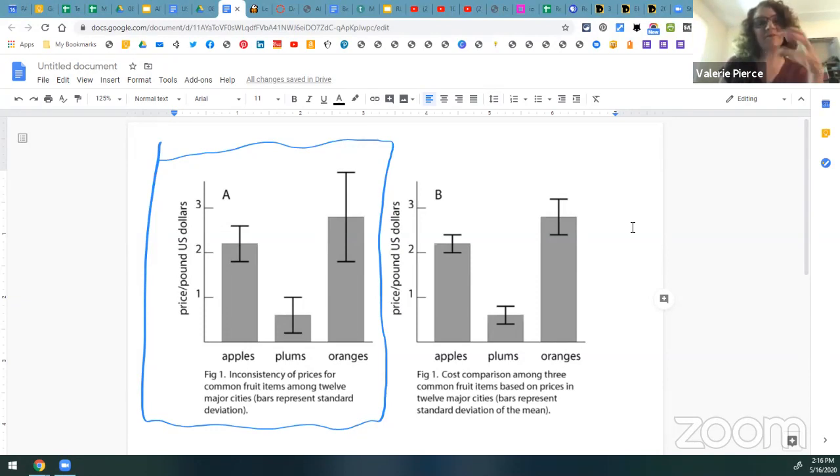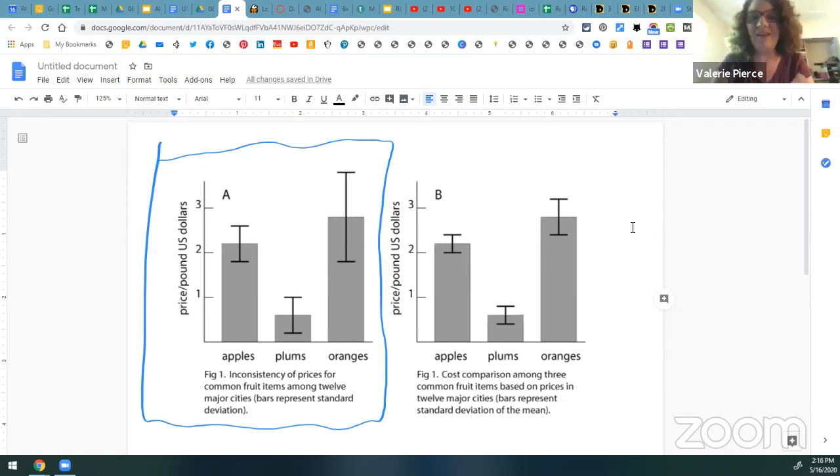Do you want to switch to talking about controls? Because actually I use this as a lead-in. Yeah, perfect. Because students are asking, well, what's the control? And the challenge with controls is it depends on the structure, the design of your experiment. So this data is an example where there's not really a control.